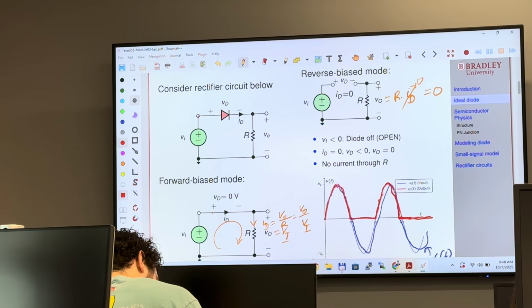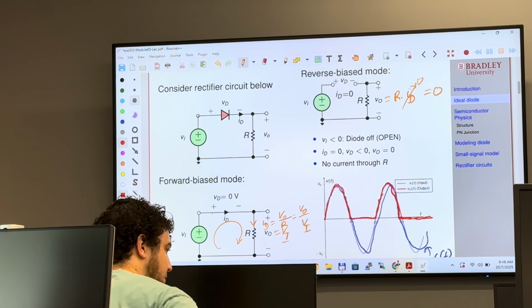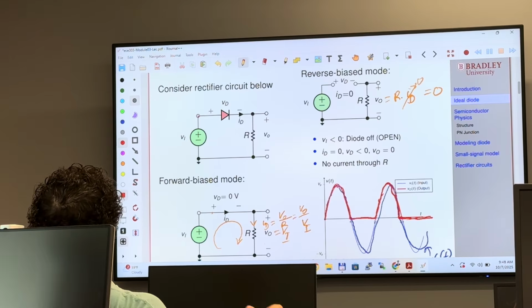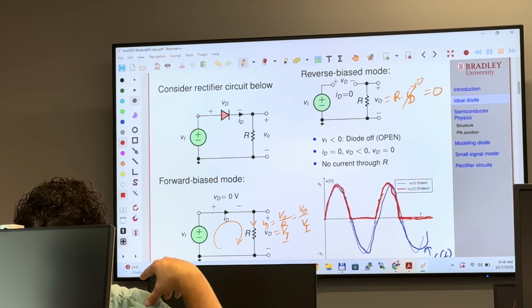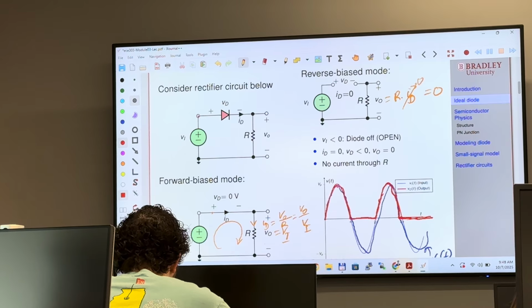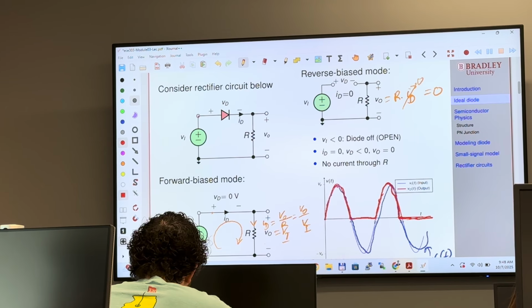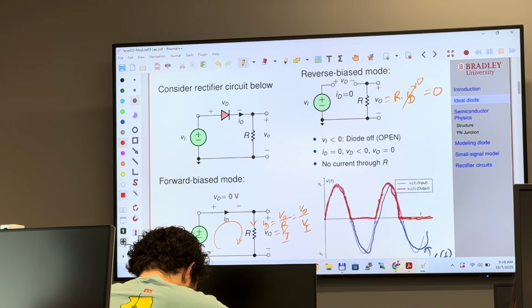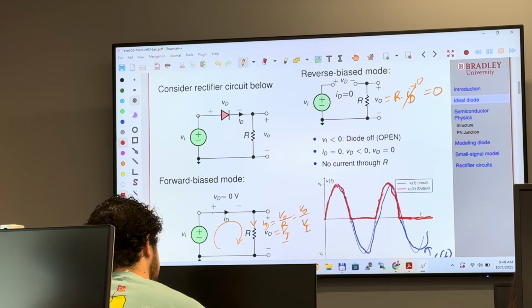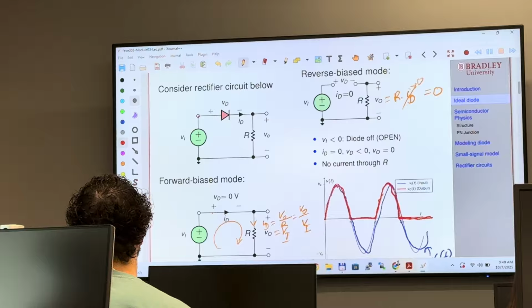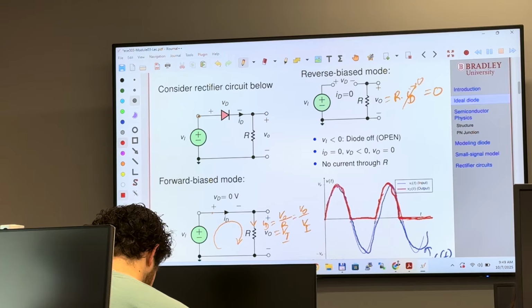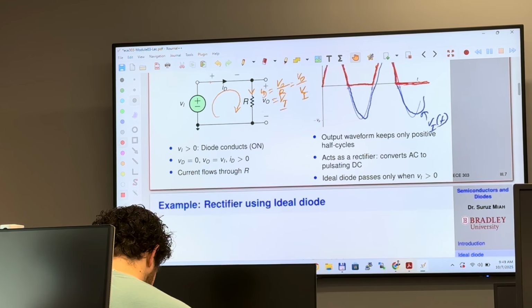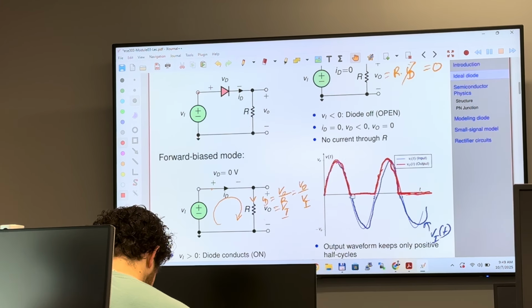You see that? So we are basically clipping the input signal and we are just keeping the positive portion of the signal, not the negative portion. The negative portion is blocked by the diode. The diode is not letting anything pass when the input voltage, the anode voltage, is less than the cathode voltage. So I'm going to stop right here with the theory.